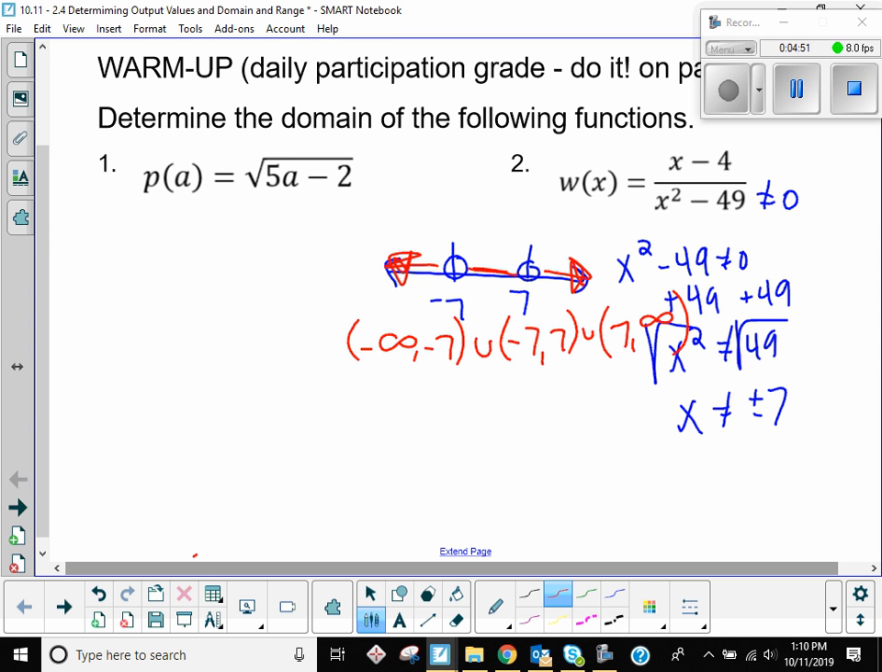Okay. You could pick any of those numbers, and it would be okay for your equation. That would be the domain. Questions about that one? Okay.